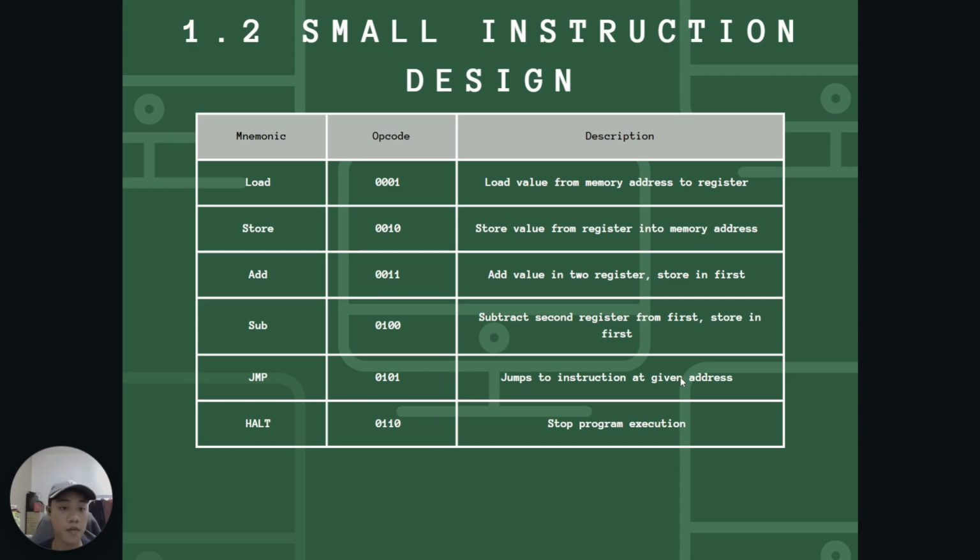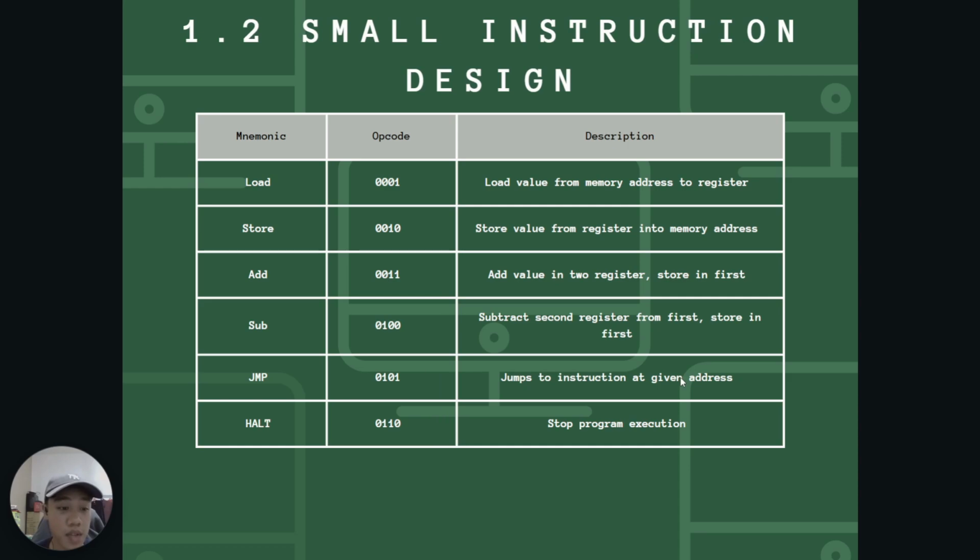Next is small instruction design. First we have the mnemonic load, which has an operation code of 0001, and it is used to load value from a memory address to a register. Next is store, with the operation code of 0010, used to store value from a register into a memory address. Next is add, with the operation code of 0011, which adds values into a register, and it is stored in the first register. Next is sub, with the operation code of 0100. It subtracts the second register from the first, and then it is stored in the first register.